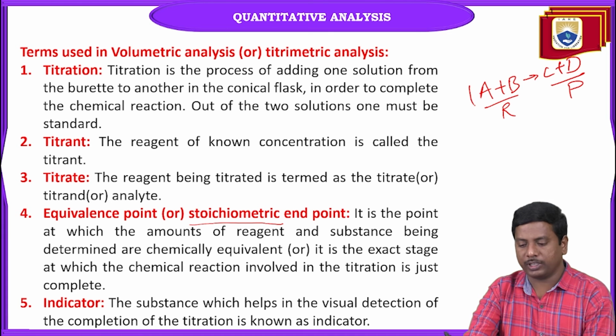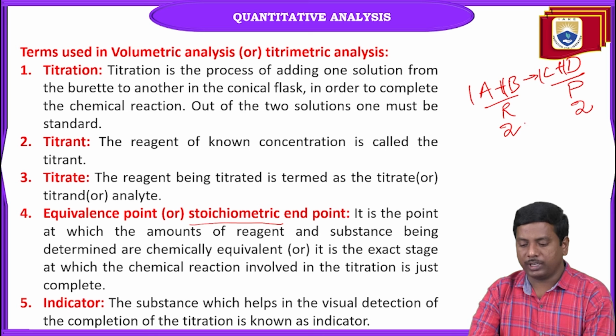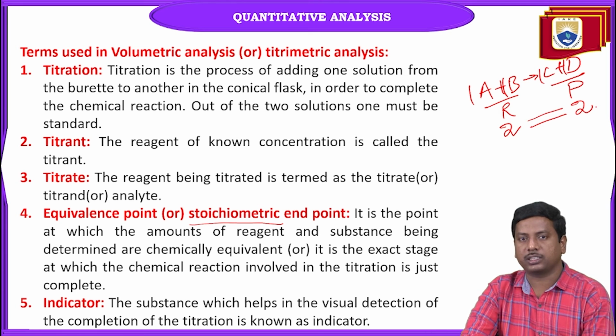For example, 1 mole of A reacts with 1 mole of B. That means total moles are 2 moles. Where it gives 1 mole of C and 1 mole of D. That means product moles are 2. So the total number of moles of the reactants should be equal to the total number of moles of the products. So that is called stoichiometry, balancing the chemical equation. So in the case of the stoichiometric endpoint, the reaction is just completed. So that is called the stoichiometric endpoint.